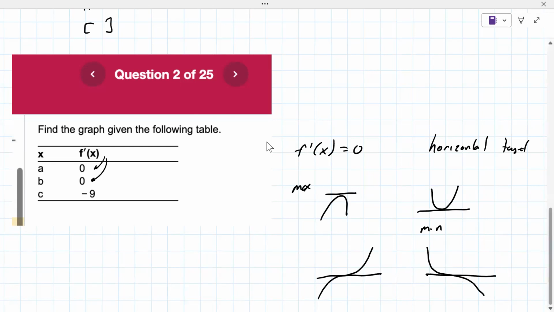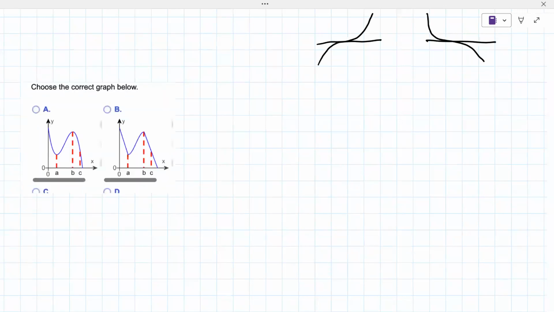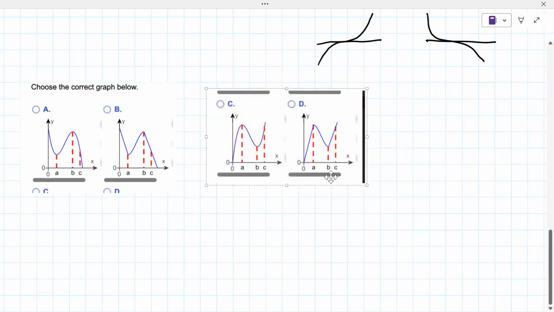Okay, so when you look at the graphs here at A and B, let me snip these in. Sorry, A, B, C, and D. Snip them in horizontally here so we can see all 4 of them side by side. What you're looking for is do any of the graphs have horizontal tangents at A and B? So like that's a horizontal tangent and that's a horizontal tangent.